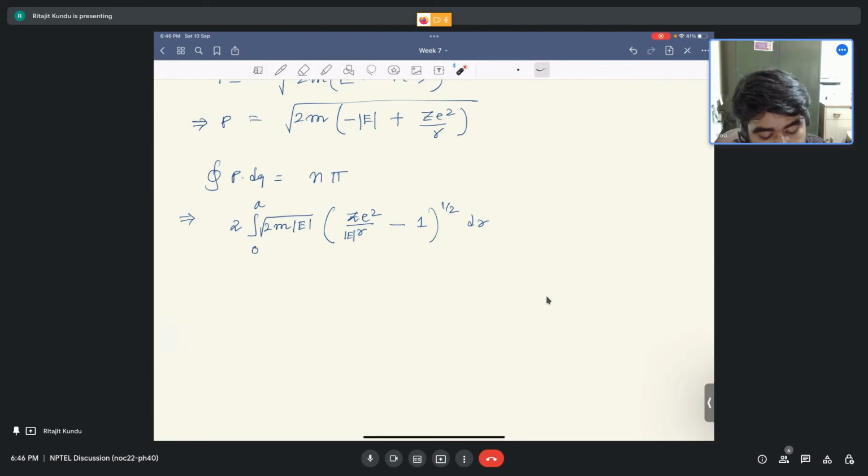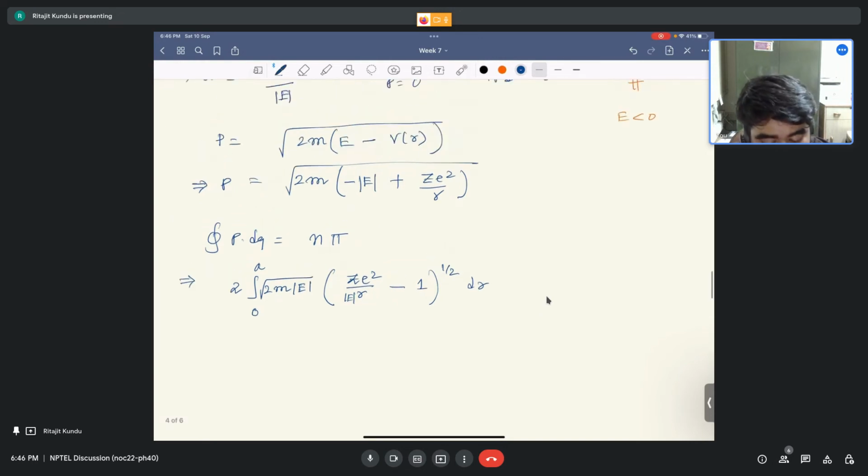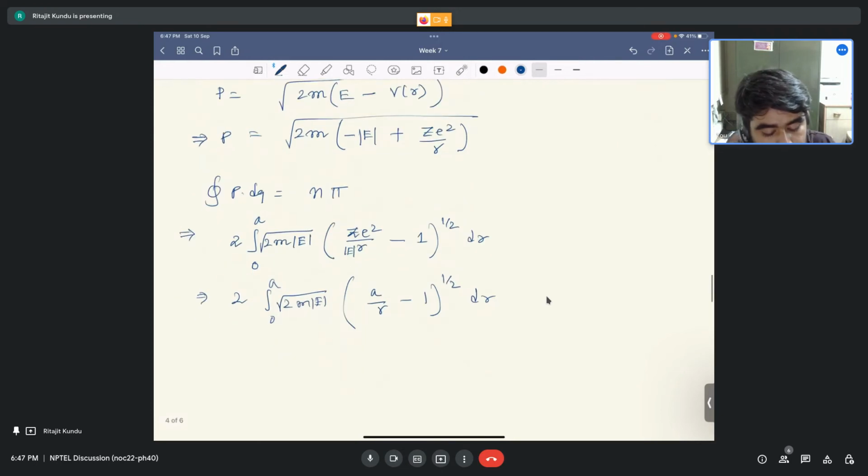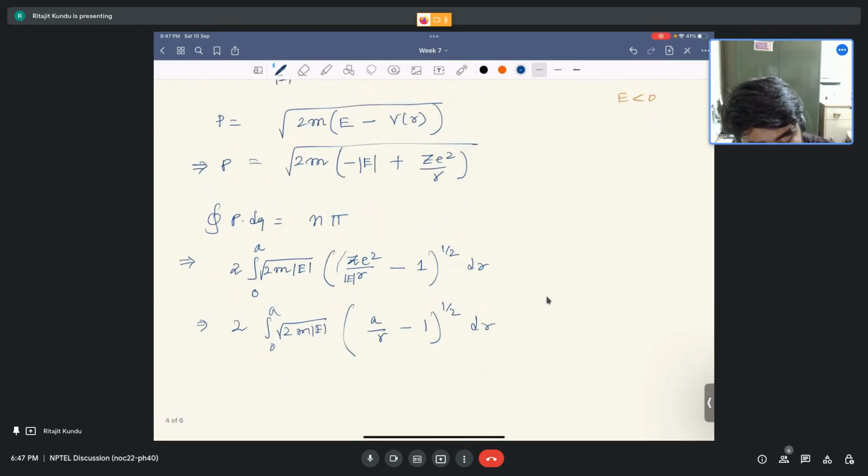Now let's do a little massaging to this equation. I'll use the expression of the turning point and replace it inside the integrand. So this becomes a by r minus 1 to the power half dr. So I have just replaced that. This part is nothing but the expression of A, right? So that's what I am using.